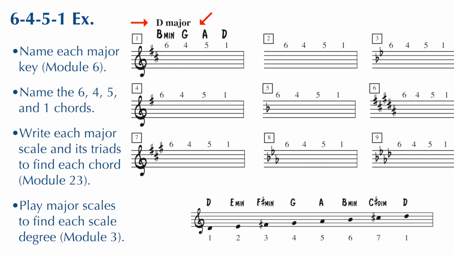For the 4 chord, I can play up 4, 1, 2, 3, 4, find myself on a G. Remember, your 4 chord is going to be major, so that'll be a G major. The other 2 will be major also, your 5 and your 1. You can play 1, 2, 3, 4, 5 to find yourself on an A, so that'll be an A major. And of course, your 1 chord will be D major.